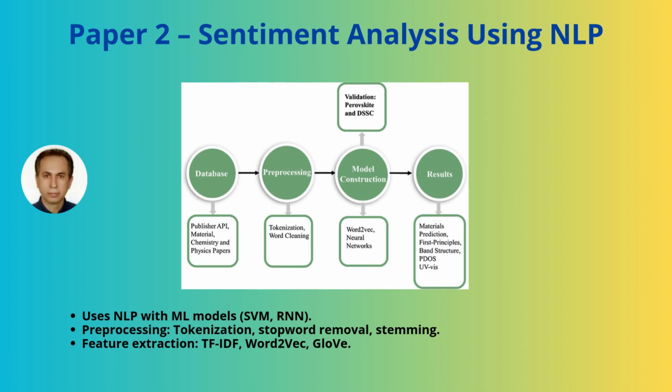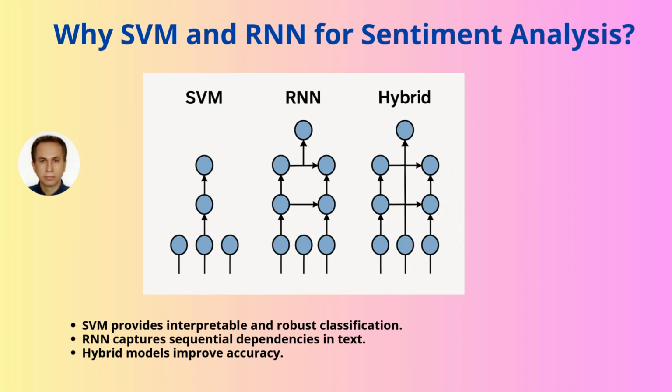The second paper focuses on sentiment analysis using natural language processing. It applies machine learning models such as support vector machines, or SVMs, and recurrent neural networks, or RNNs, to classify sentiment in text. Preprocessing steps like tokenization and stop word removal ensure that only meaningful words are analyzed.